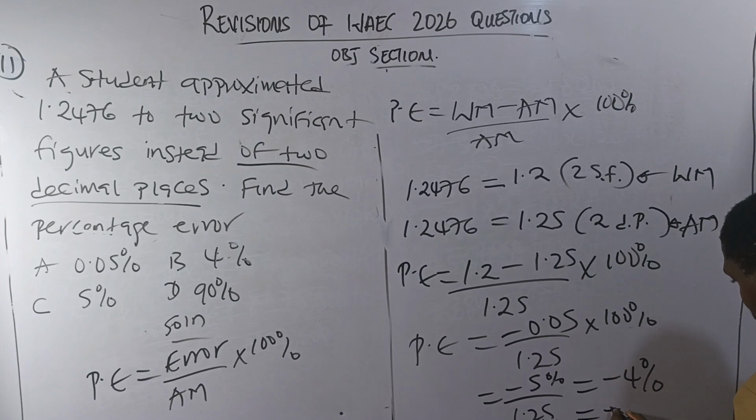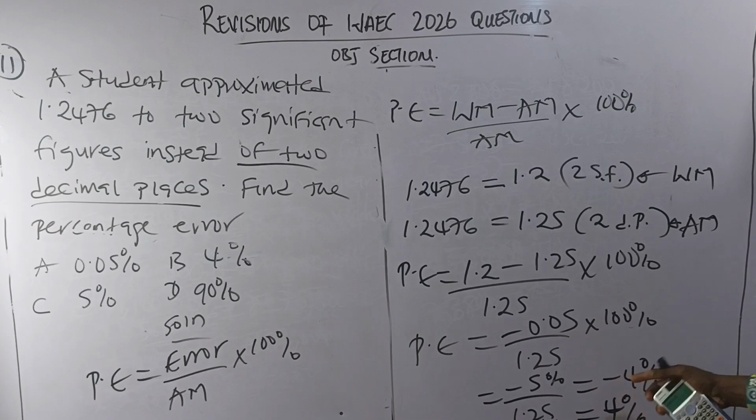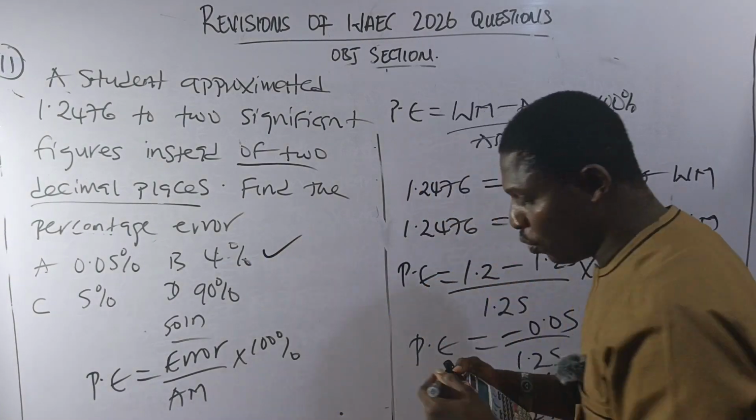Absolute means it must be positive 4%. But take note, the reason for this negative sign is because we underestimated. That's why we have the negative sign here. So our answer corresponds to what? B.